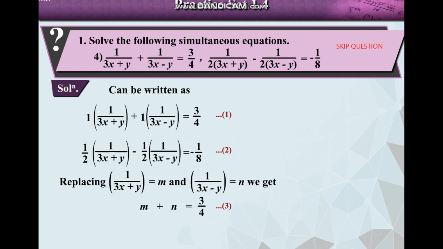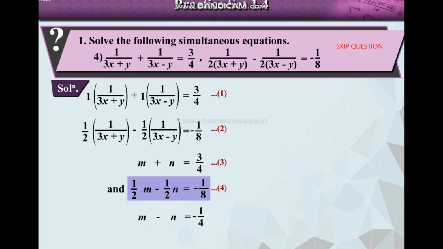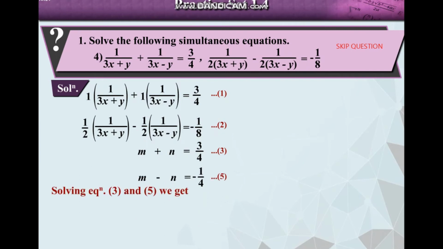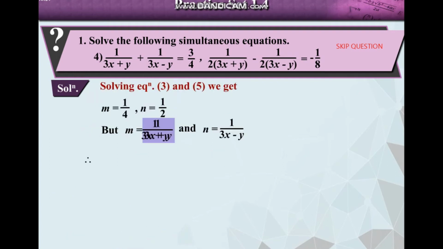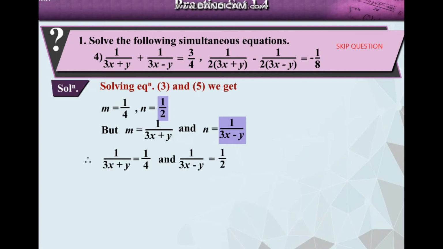Equation 3. 1/2m minus 1/2n is equal to minus 1/8. Equation 4. That is, m minus n is equal to minus 1/4. Equation 5. Solving equations 3 and 5, we get m is equal to 1/4, n is equal to 1/2. But m is equal to 1/(3x plus y) and n is equal to 1/(3x minus y). 1/(3x plus y) is equal to 1/4 and 1/(3x minus y) is equal to 1/2.